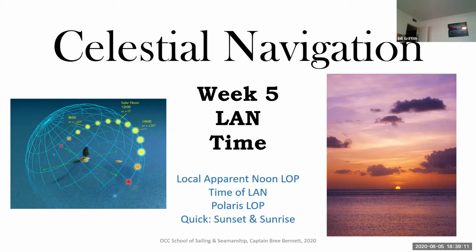So local apparent noon is going to be when the sun is right above us. Locally apparent for us. And then we're going to figure out how to get a LOP using local apparent noon, how to predict when the time of local apparent noon will be so that we can shoot it with our sextant to get a LOP. And then we're going to talk about Polaris and getting a quick LOP for shooting Polaris, which is the North Star. And then we're going to do a quick little couple slides on sunrise and sunset.